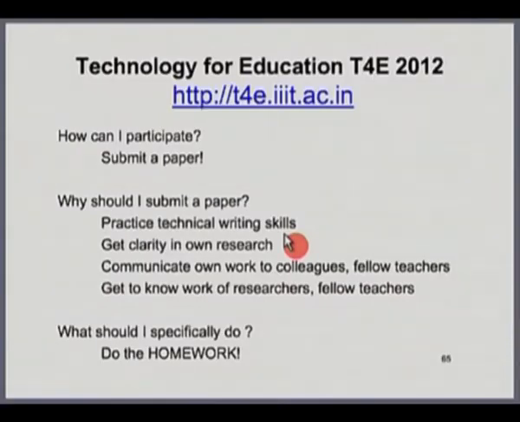In the workshop, we can only do short exercises. Writing a real research article will give you practice in a real life scenario. It will help you get clarity in your own research, and you can communicate your work with your colleagues, and the opposite of that, you can find out what work your fellow teachers and researchers are doing. Maybe you'll pick up tips on what other teachers are doing in their classes.